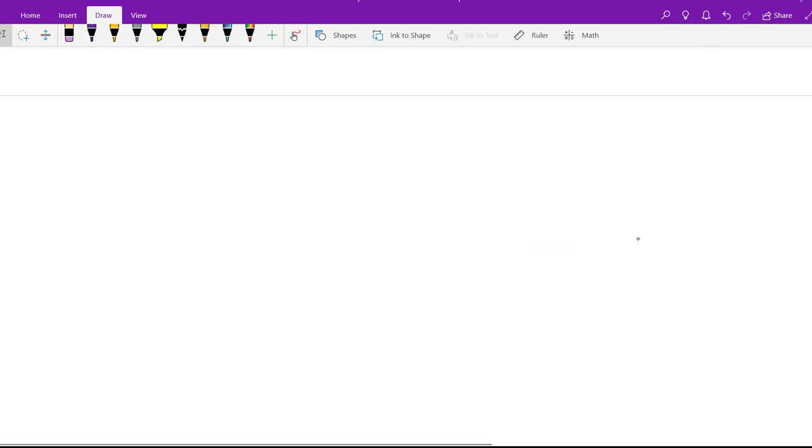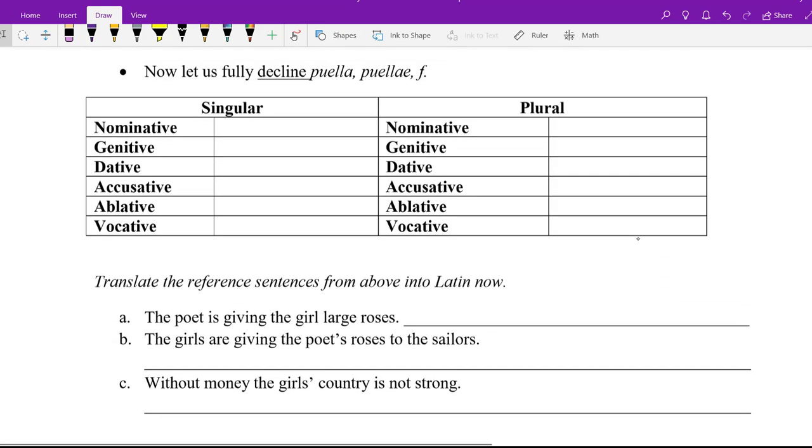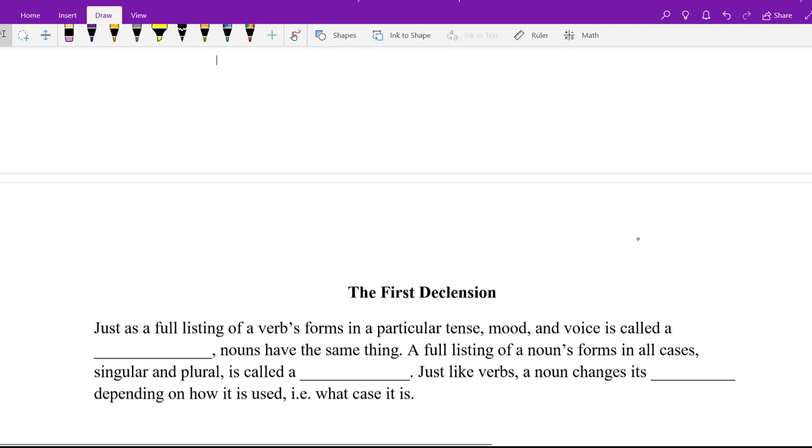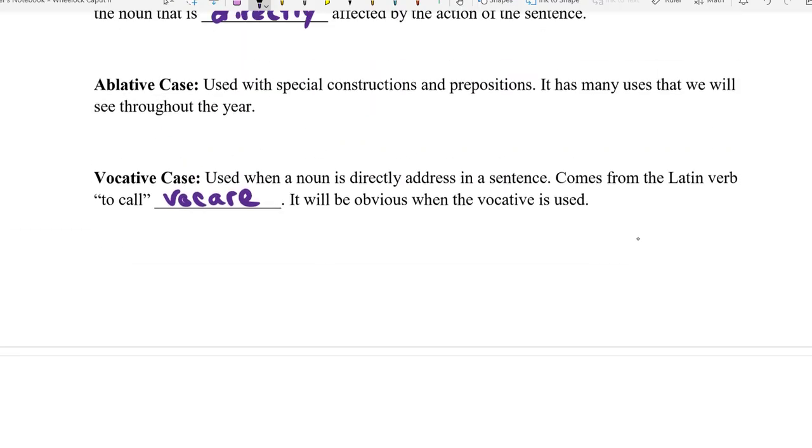So, back to the notes. Oh no. There we go. All right. Back to the notes.